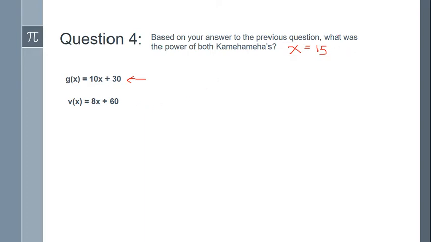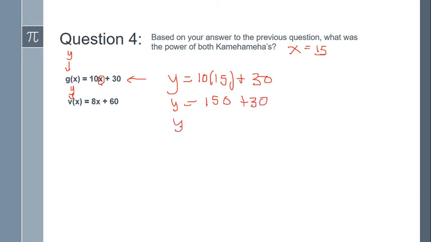All right, or in this case, the power, which is represented by the output of these functions here. Remember, you could replace these with y. So if I did that, I would have that y is equal to 10 times 15. And I substituted in 15 for the x, because x is 15. We know that now. Plus 30. And I continue solving for y. So I get that 10 times 15 is 150 plus 30, and we get the answer that y is equal to 180.